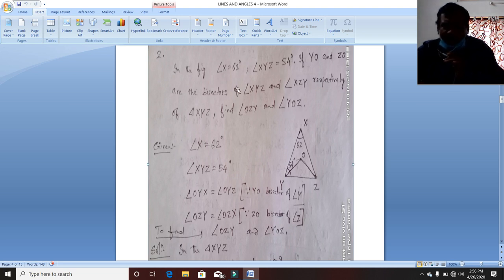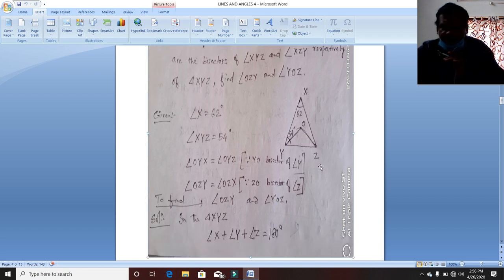Yes or no? Now in this, what is given? YO and ZO are the bisectors of angle XYZ and XZY. So since OY and OZ are the bisectors, angle XYO and OYZ, these two angles are equal. Similarly, OZ is the bisector of the angle Z, so angle XZO and OZY will be equal. So these are the points that I have written systematically from the question. Now to find, OZY and YOZ, these things I have to find.